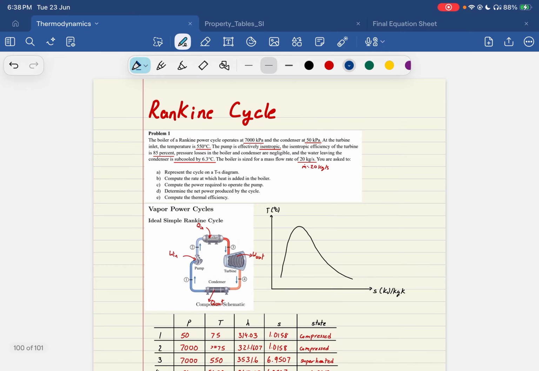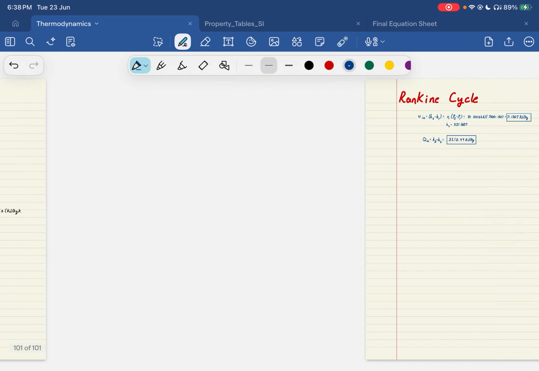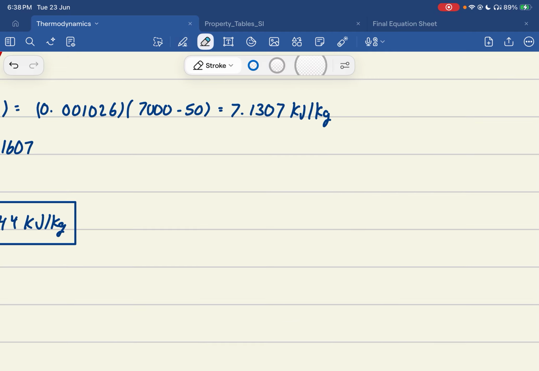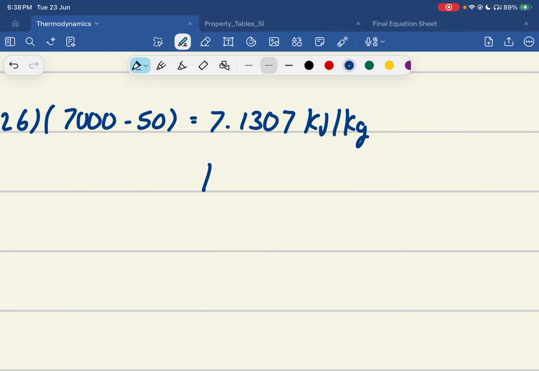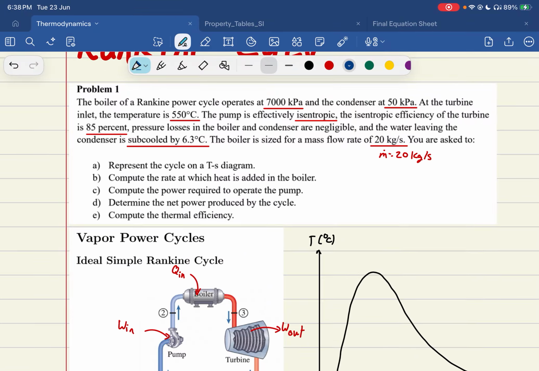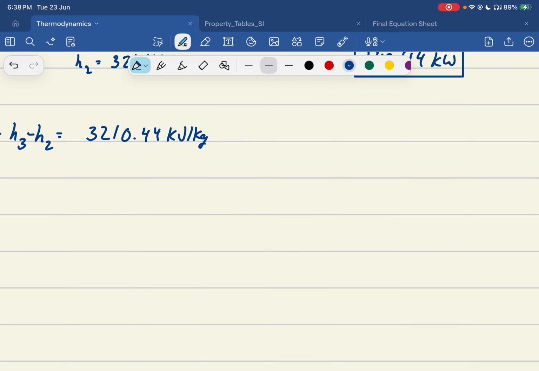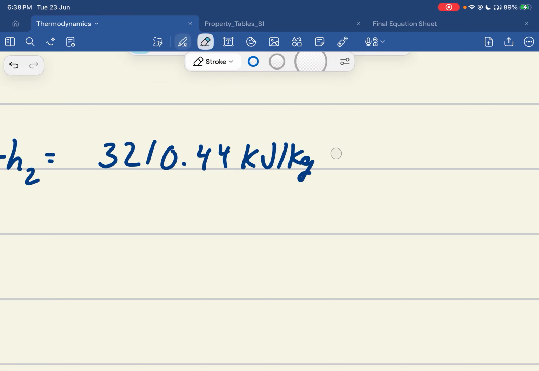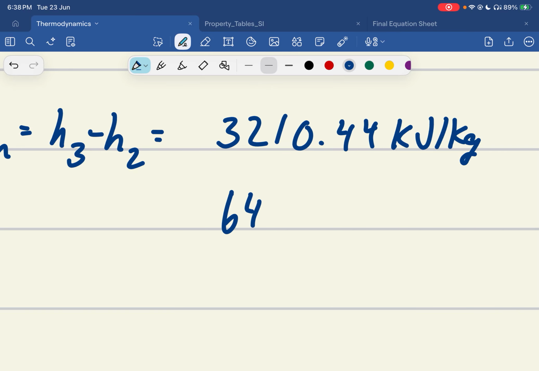Okay, and we have to compute the power by the pump. They want it in kilowatts, usually power's in kilowatts. So just take that times 20, and that's going to be 142.614 kilowatts. And then for the rate of heat added, we also multiply that by 20. So that's going to be 64208.786 kilowatts.